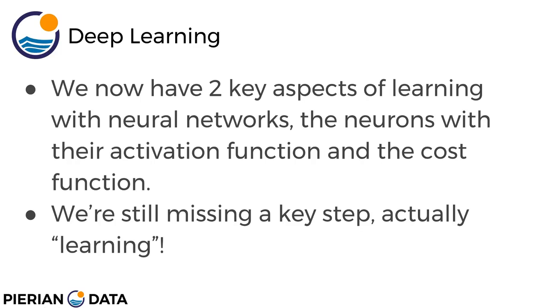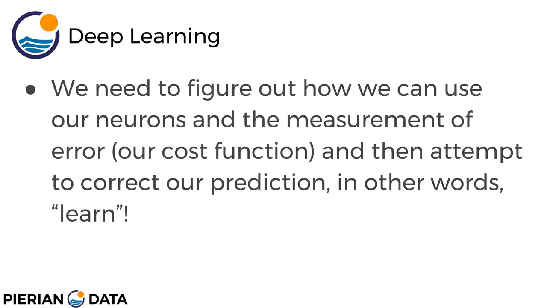So now that we have these two key aspects of learning with neural networks, the neurons with their activation function and the cost function, we're still missing a key step, and that's the actual learning process. So we need to figure out how we can use our neurons and the measurements of our error, our cost function, basically a measurement of how wrong we are, and then attempt to correct our prediction. In other words, actually learn. So again, so far we understand the neurons, the perceptrons, how we can link them together to get a neural net, and we also understand these cost functions that are essentially measurements of how off we are, what our error in general is.